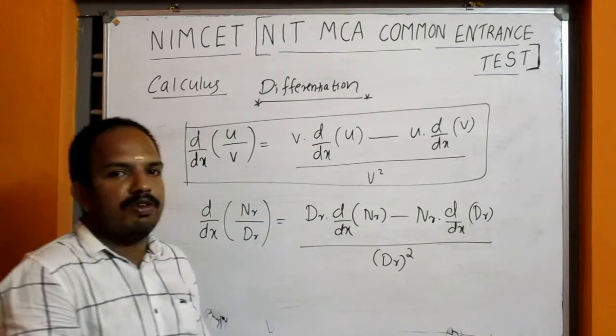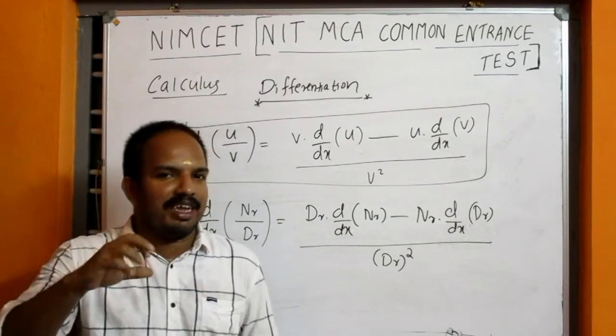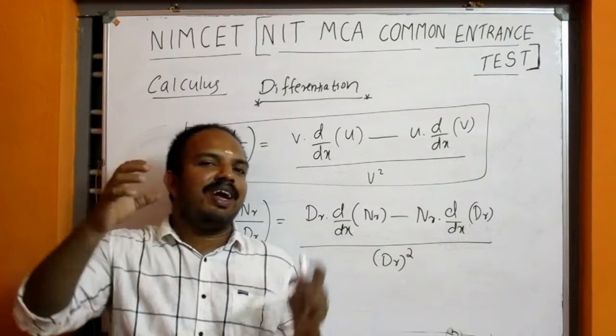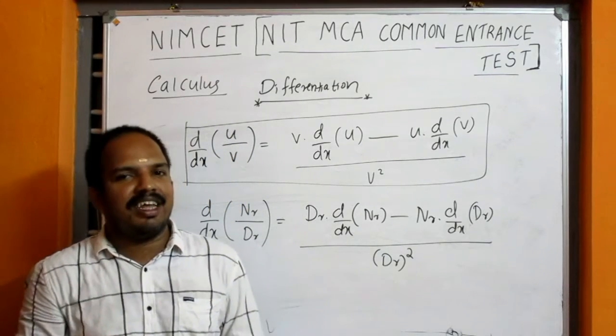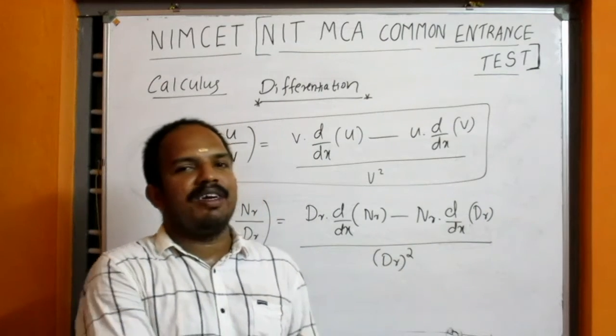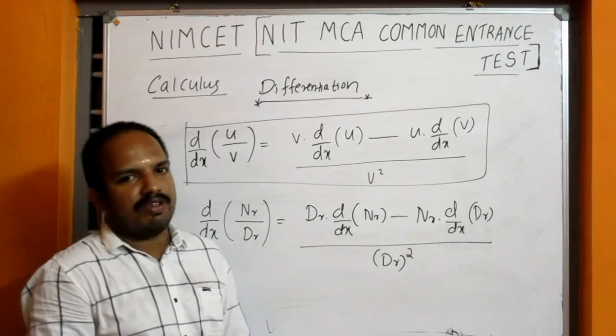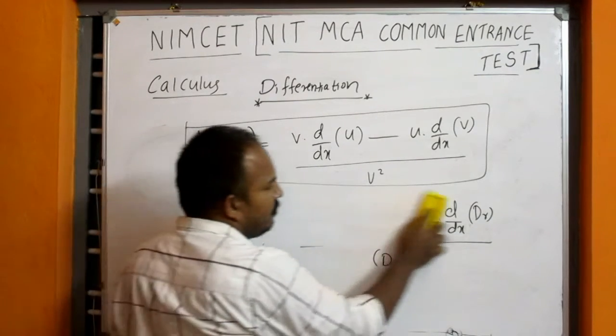So what is the quotient rule? Denominator into, always starting with the denominator: denominator into d by dx of numerator minus numerator into d by dx of denominator, all divided by the square of the denominator. This is called the quotient rule.